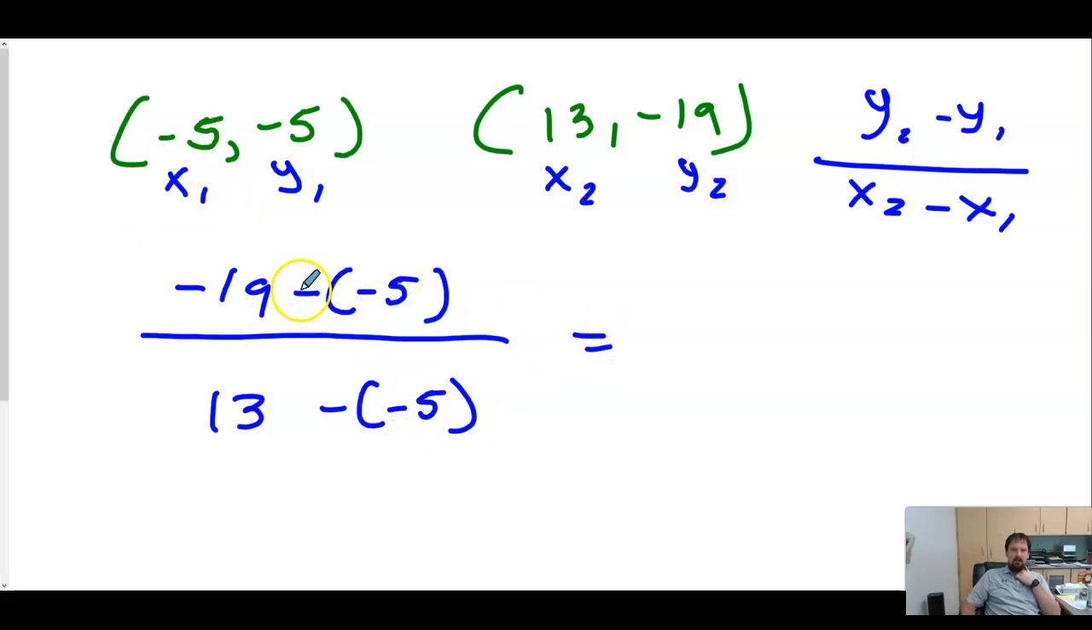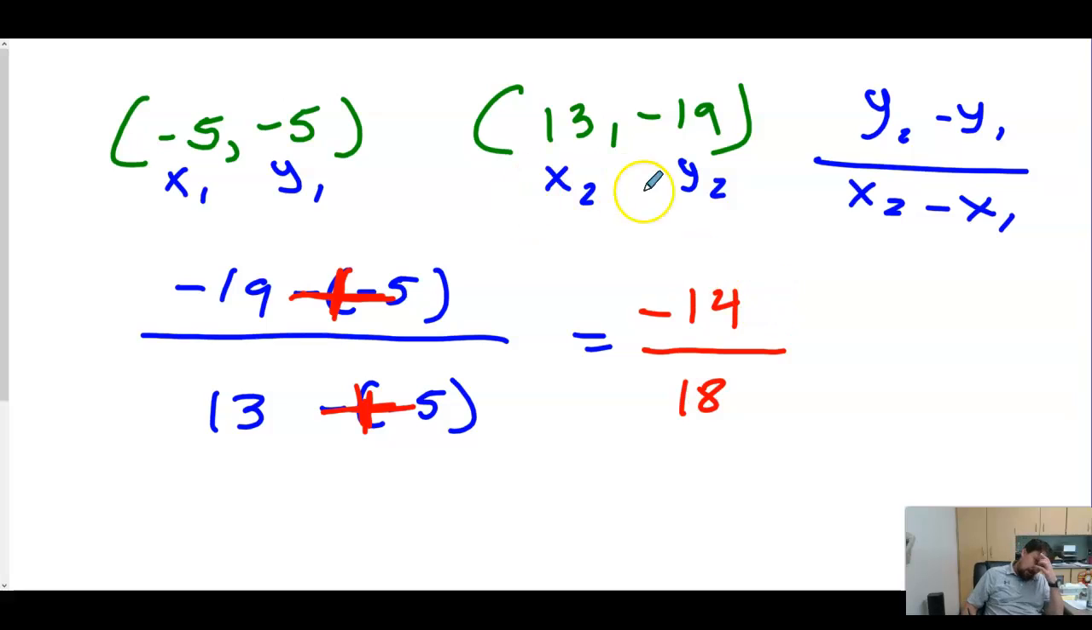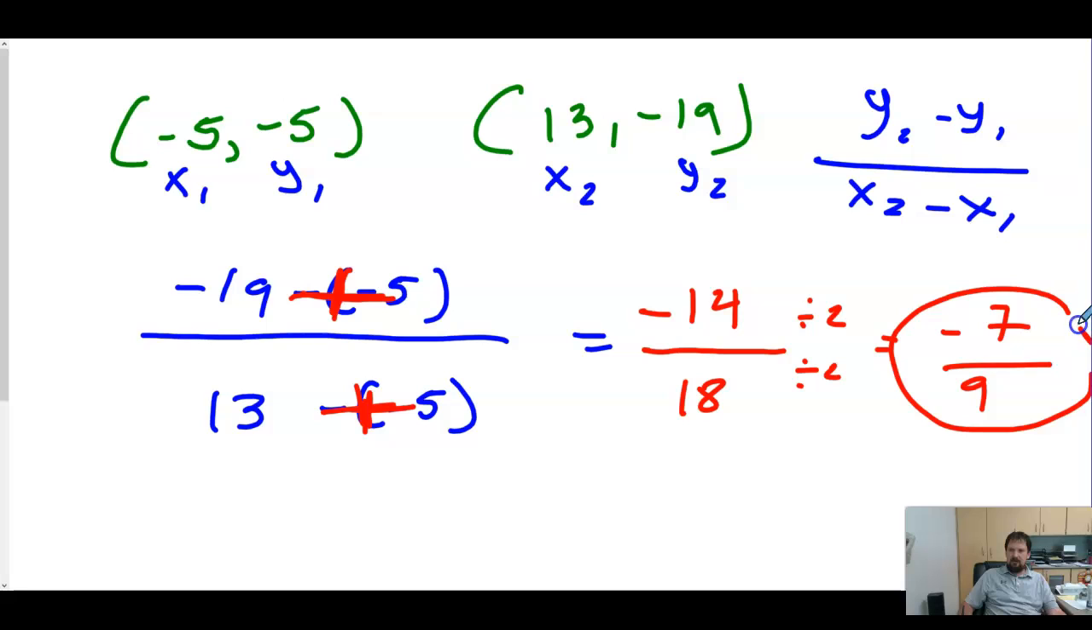Okay, so negative 19 minus negative 5, minus a negative is just like adding. If you need to use a calculator in this part, that's just great. Go ahead and use the calculator. And then 13 minus negative 5 is the same as adding 5, so we get 13 plus 5 is 18. And then you always need to try to simplify if you can. In this case, I know that 2 goes into both of them, so I get negative 7 over 9. Okay, so that's how you find the slope between 2 points. You just use this formula and plug it in: y2 minus y1 over x2 minus x1.